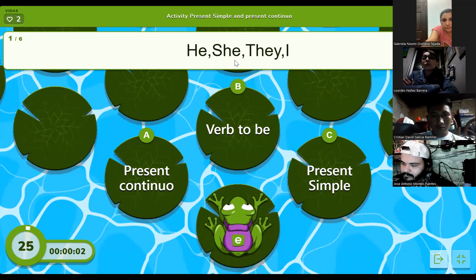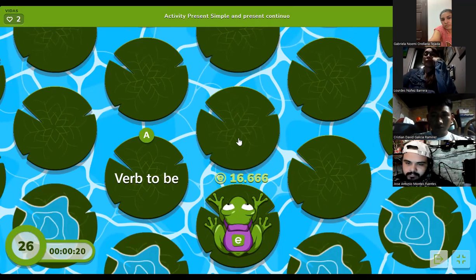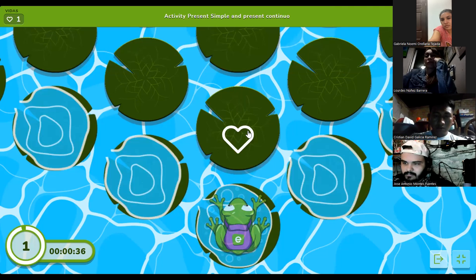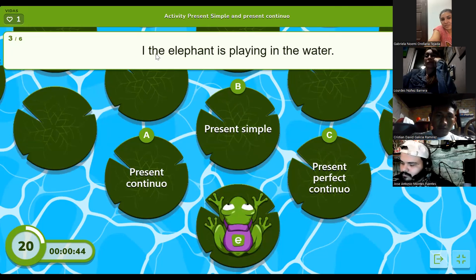Okay, aquí arriba tenemos la sentence, si la pueden ver. Okay, he, she, and they. ¿Qué pasó aquí? Verb to be. Verb to be, okay. That is correct. Luego tenemos, again, he, she, they, and I. My gosh, it's confusing. Verb to be, lo mismo. Oh my gosh, we lost. Let's continue, okay? What about this one?